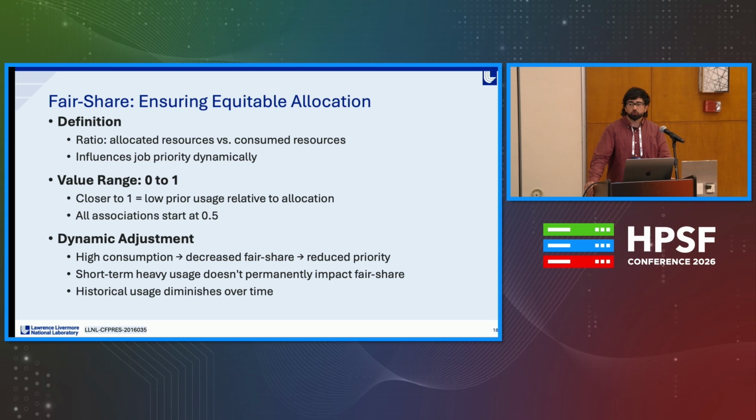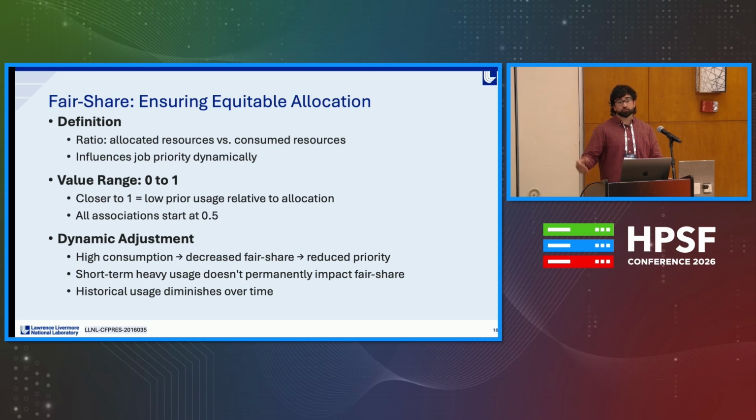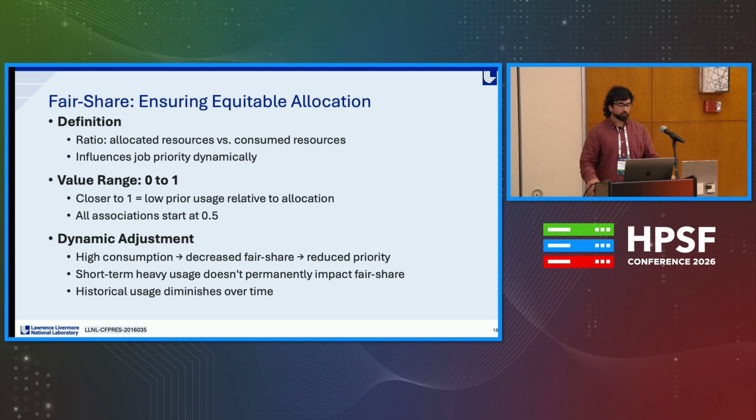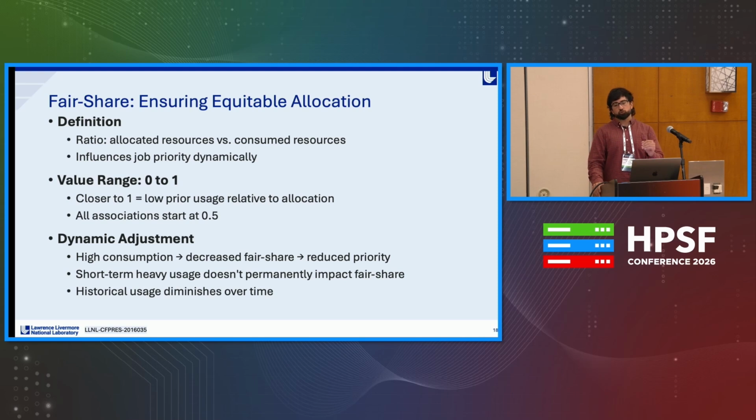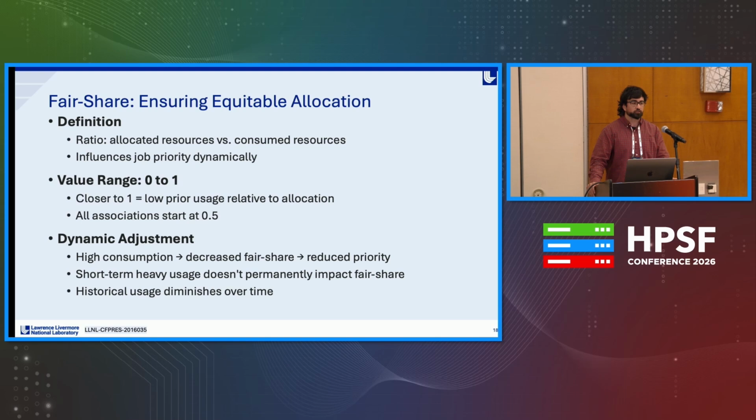This plays a direct role in how fair share is actually calculated for an association. Fair share, like I mentioned before, is just a ratio of how many resources you were actually allocated versus how many you're actually consuming. It ranges from 0 to 1. 0.5 is the perfect balance. You're using as many resources as was allocated to you, but it can creep up more towards 1 if you're underutilized or towards 0 if you're overutilized.